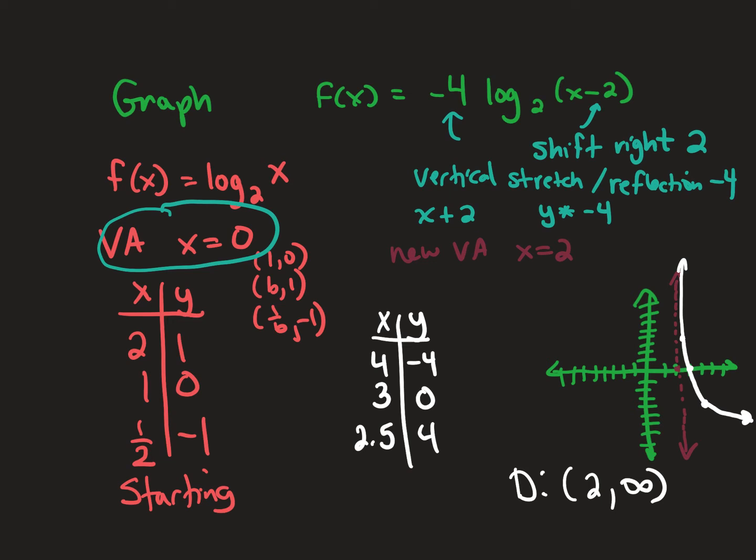And the key things here, remember, you have these key points for every graph, and then just make sure that your asymptote gets moved left and right. It's always 0 unless you shift it left and right, and then it will change accordingly.